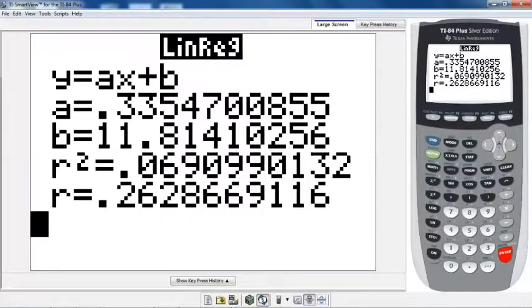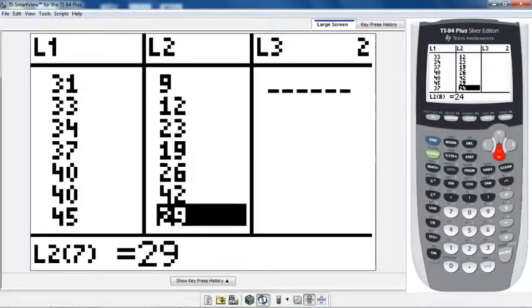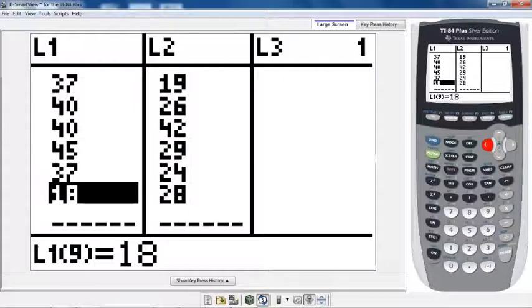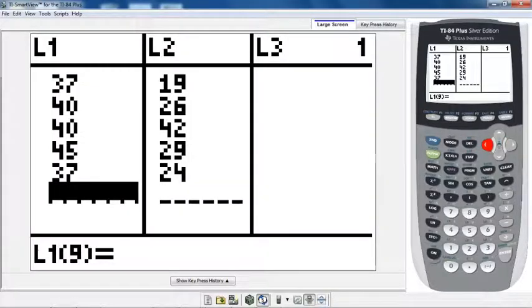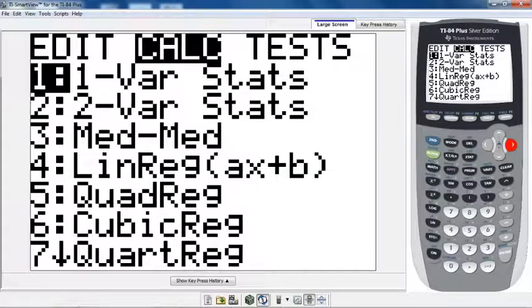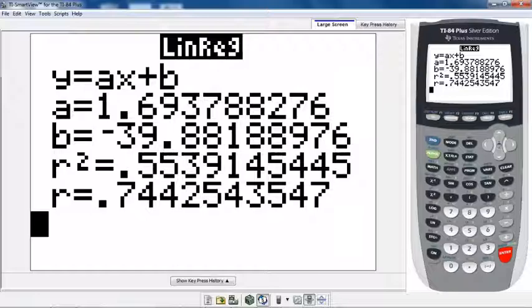So if I go to stat edit, go down to my 9th one here, yeah. So the one that has 18 we're going to delete, and make sure you delete the other one too, otherwise you get an error. So now you don't have a 9th entry for L1 or L2. So we deleted that sandwich entirely. Now let's do stat calc lin reg again. Notice you delete that 1 point and the R value goes all the way up to 0.74. So that's a big jump in the correlation.